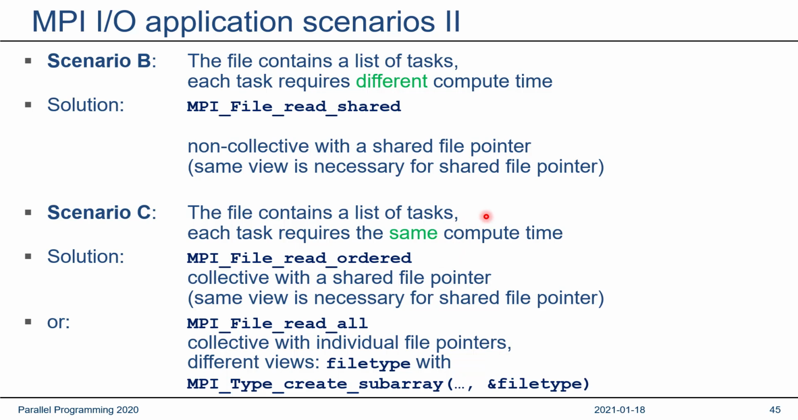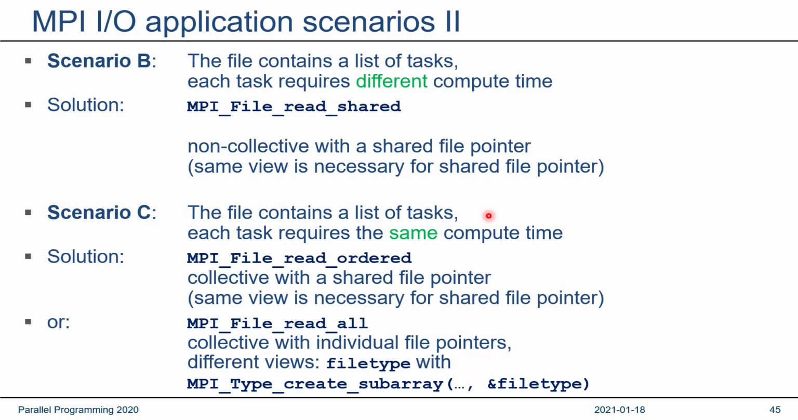In scenario C, we have also a list of tasks in the file, but each task requires the same compute time, so there's no load balancing issue. In this case, we may want to use MPI file read ordered. This is collective with a shared file pointer, but the order in which the file is accessed by the different ranks is predetermined. Rank 0 will always go first, rank 1 will go second, and so on, so that the mapping of file content to rank is specified and is ordered.